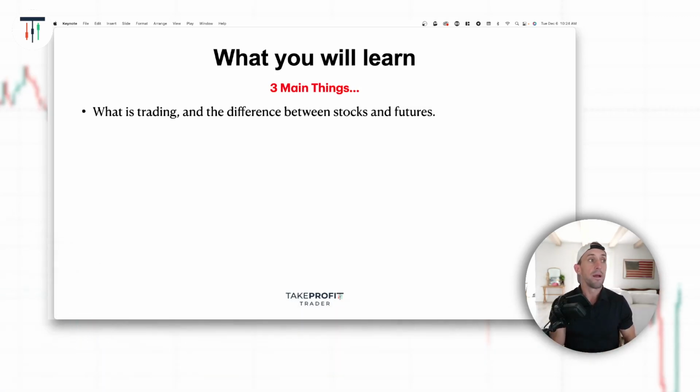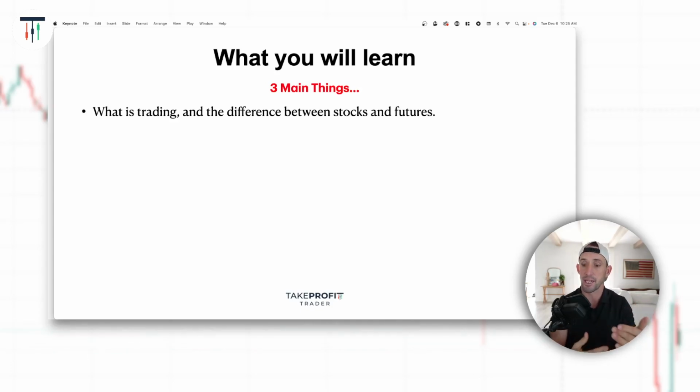The first one. What is trading and the difference between stocks and futures? Okay, most of you guys will probably know stocks. Most people starting out don't know what futures are. There's a specific reason or a couple specific reasons that we trade futures over stocks. We're going to go over that. So think of all of these 3 main things. There's going to be basically one lesson that we're going to do after this introduction video.